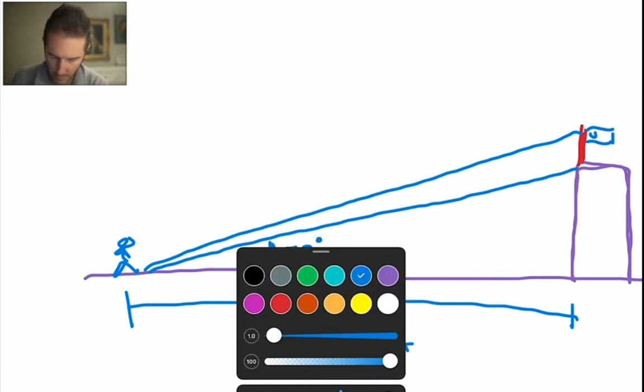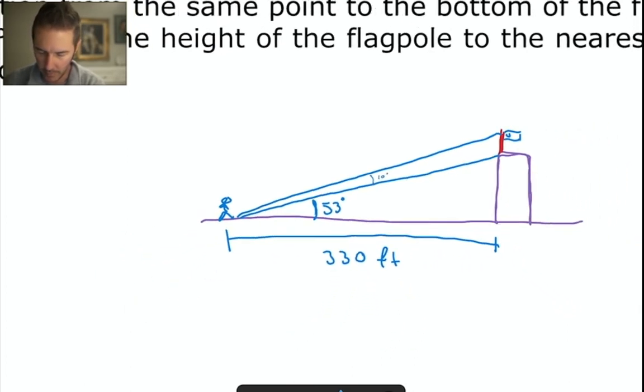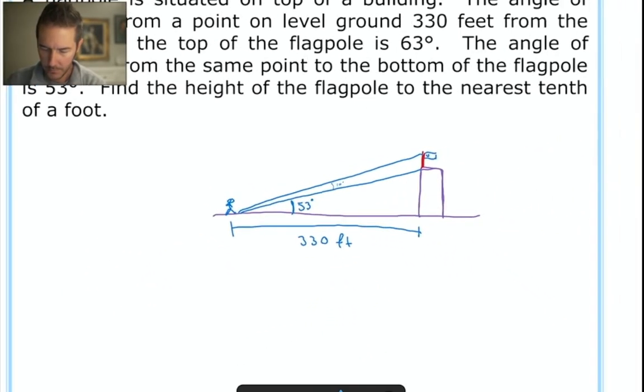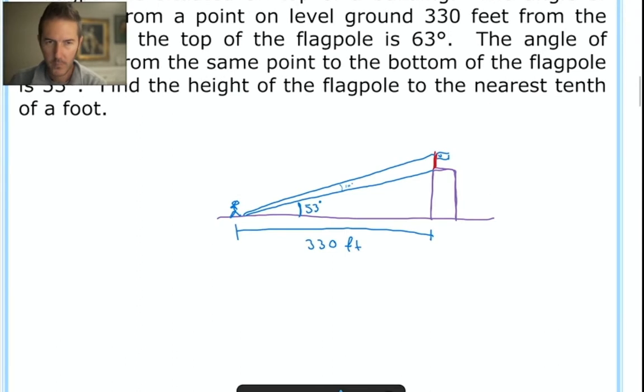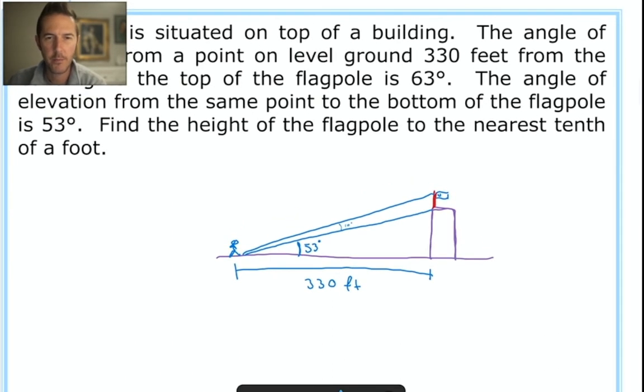And if you can, depending on how sharp of a pencil you're using to take your notes, maybe you can sneak a 10-degree measure in here. That is awfully small by the time I zoom out. And the question is asking us to find the height of the flagpole to the nearest tenth. Okay.